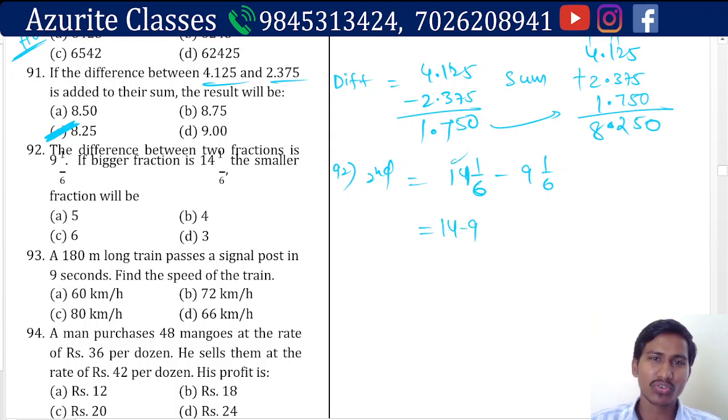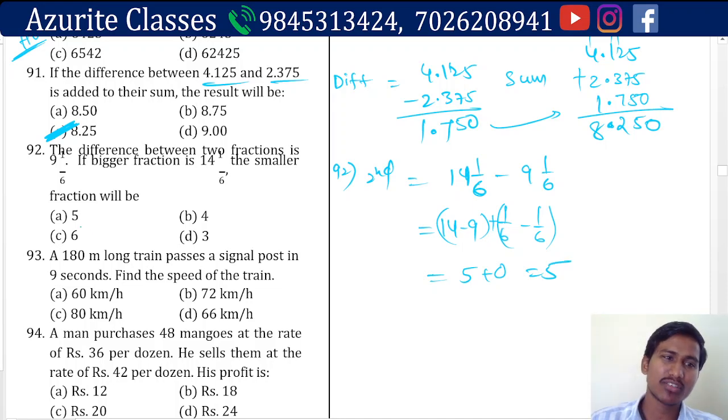This is because 14 plus it will be. So 14 minus 9, and the fractions 1 by 6 minus 1 by 6 will be 0. So 14 minus 9 is how much? It will be 5. So 5 plus 0 will be 5. Answer is option A.